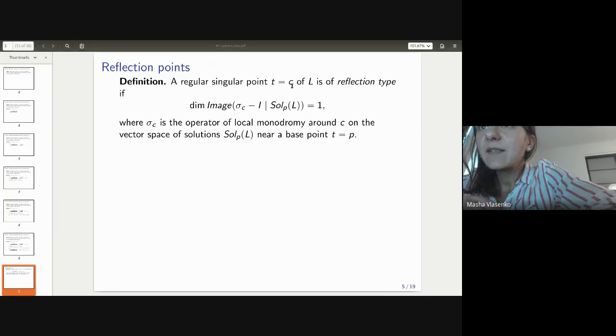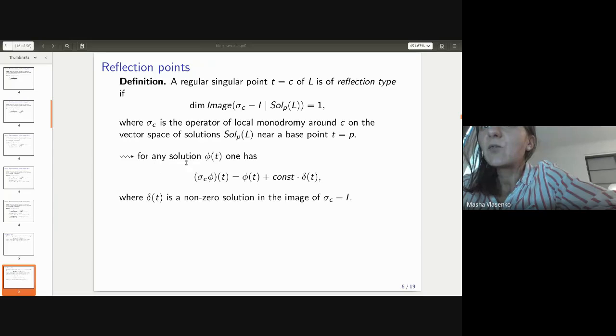What this means in simpler terms is that for any solution of L, when it goes around C, it adds a multiple of one fixed solution. There is one fixed solution associated with this point C up to rescaling, such that for every other solution, the local monodromy acts like this. When any solution goes around this point, it adds a multiple of a distinguished solution, and we call them reflection points.